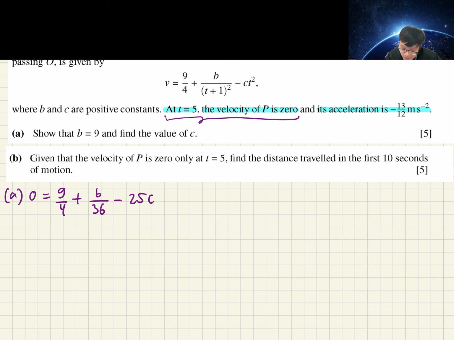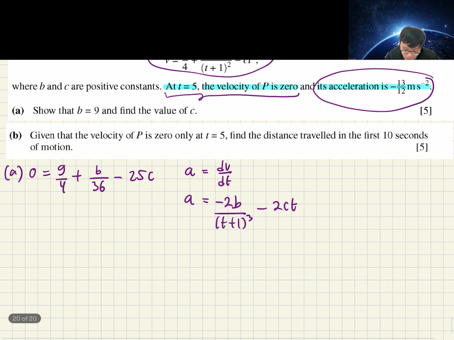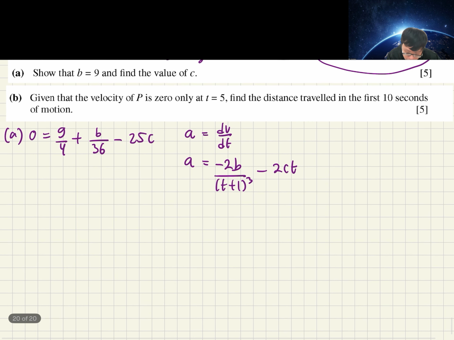And the second information, the acceleration is minus 13 over 12, but we know the acceleration is the derivative of the velocity, so we can differentiate V. So differentiate this. You will get minus 2B over (t plus 1) cubed minus 2Ct. And then the acceleration is minus 13 over 12. The time is 5, so minus 2B over 36 minus 10C. Now, we have two equations. What we can do is solve them simultaneously.